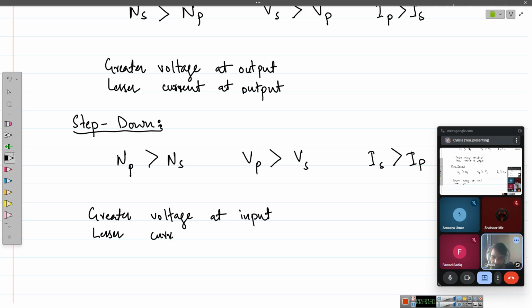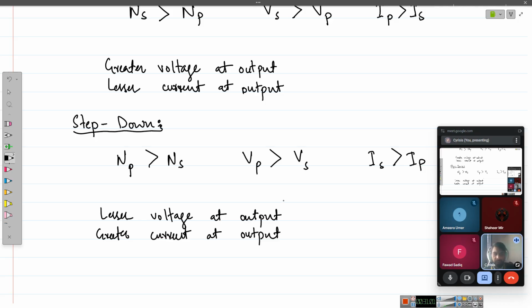And lesser current at input, right? As I said, you can go with the inverse one. Let me just write the inverse statements for this, right? Rather than using input, let me match the above one, right? So we'll have lesser voltage at output, since it's the step down one, and we'll have greater current at output, right? Since we're only comparing the outputs of them, this is how we can compare them.